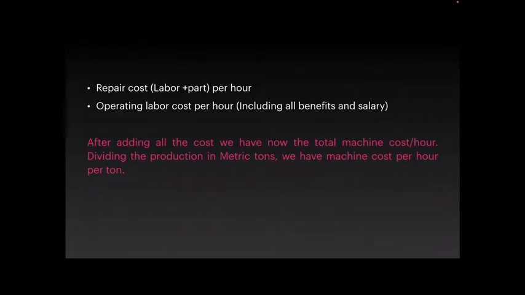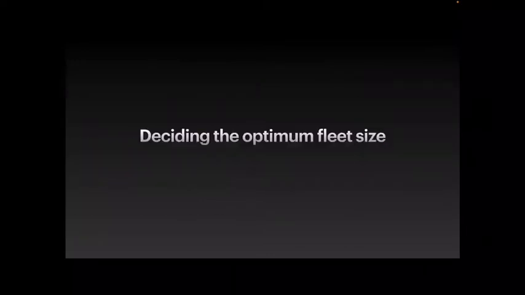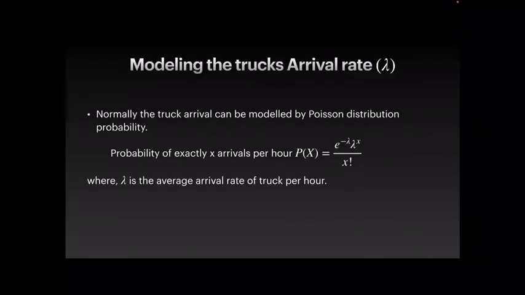So once you have determined the total machine cost per hour, divide it by the production, how much the machine has produced in tons, and then you will get the cost per hour per ton. So now let's move to determining the optimum fleet size. First is modeling the truck arrival rate. It starts with the arrival rate modeling of the truck.